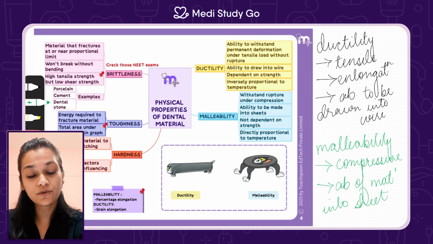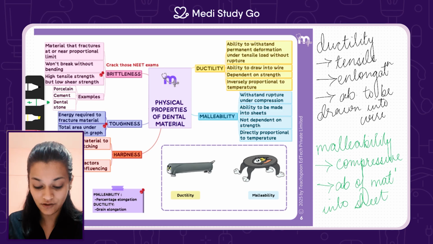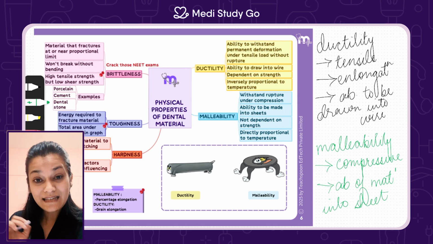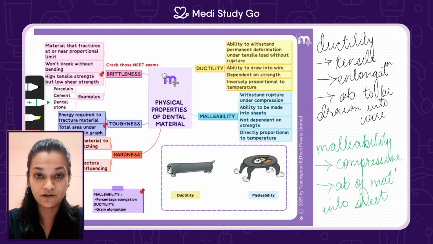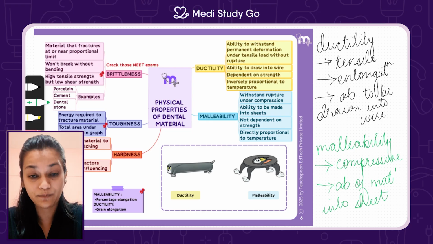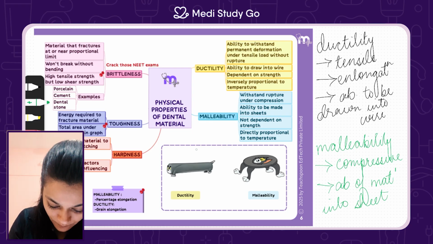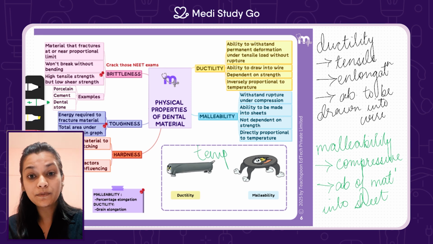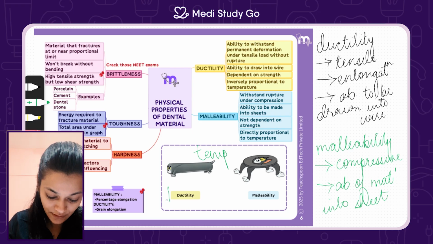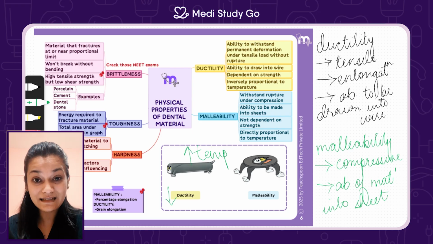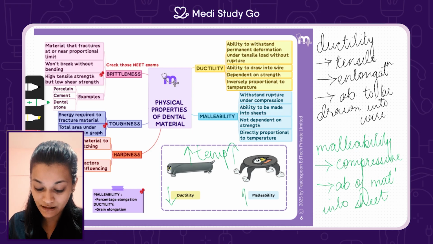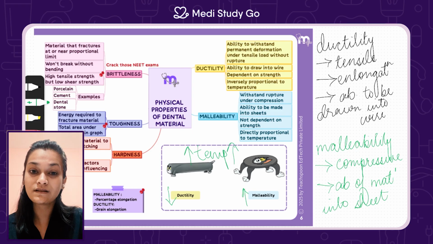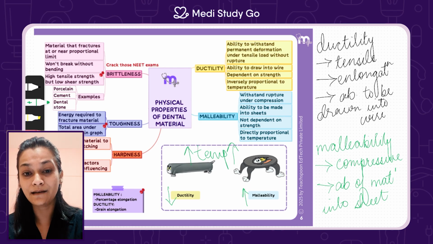Okay. Now there are two things. One is the relation with the strength. So ductility will be dependent on strength, while malleability is not dependent on strength. And the other is their relation with temperature. Whenever we talk about temperature, it is inversely proportional to ductility. As the temperature increases, ductility decreases. On the other hand, when you raise the temperature, the malleability is going to increase. So this was about ductility and malleability.